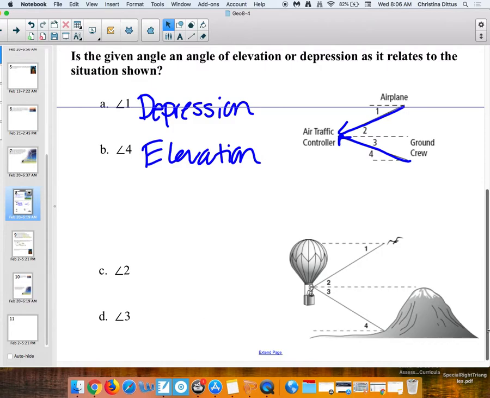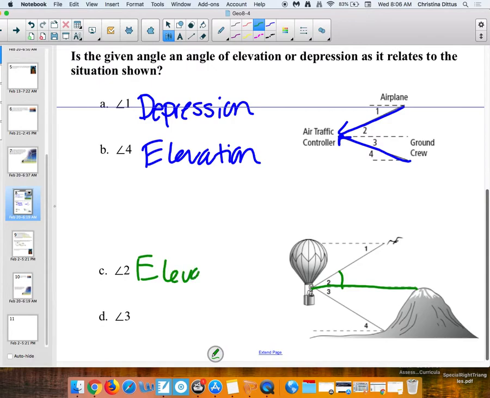Alright, here, this angle 2. What do we think? Depression or elevation? Elevation. See this horizontal line right here? 2 is above that horizontal line, so we have an elevation. That angle 2 is kind of like this person looking up at the bird. Okay? Angle 3, this angle right here. Depression. Good.